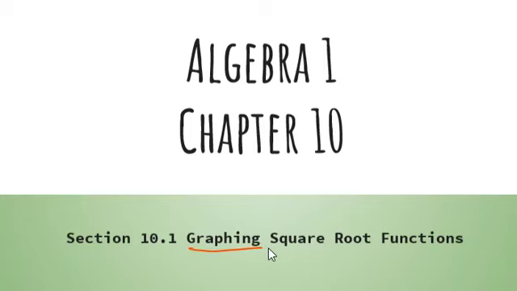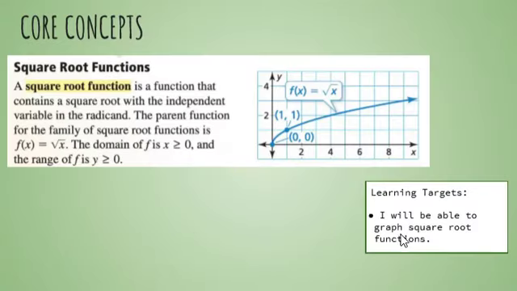Section 10.1 is graphing square root functions. For your learning target, you will be able to graph square root functions. A square root function is a function that contains a square root with the independent variable in the radicand. So remember, your independent variable is your x. The parent function is f of x equals the square root of x.